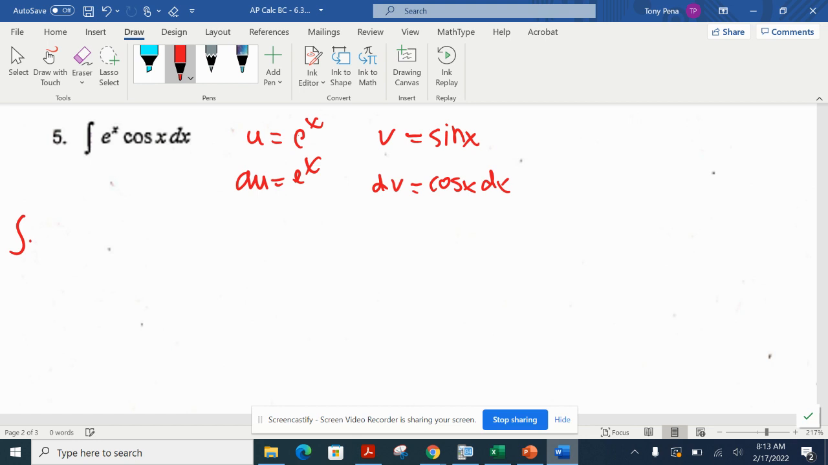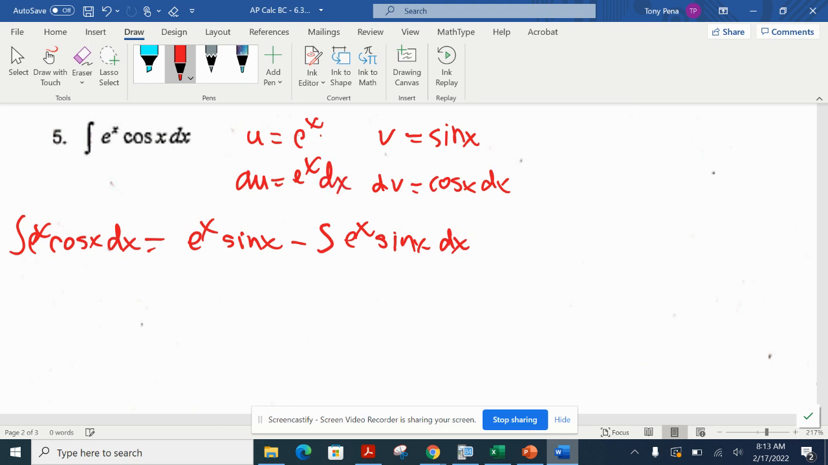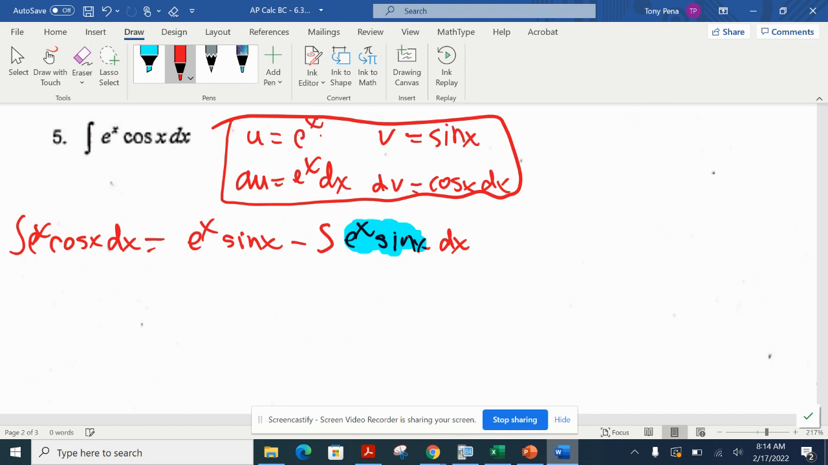All right, so then we're going to go ahead and set it up. The antiderivative of e to the x cosine of x should equal uv, so e to the x sine of x, minus the integral of v du dx here. Then what you would hopefully notice, it happened back in number 4: when we look at this function right here, we still have a product. So this initial substitution got us this far, but then this one that I have highlighted in blue, we would need an additional substitution for this guy.